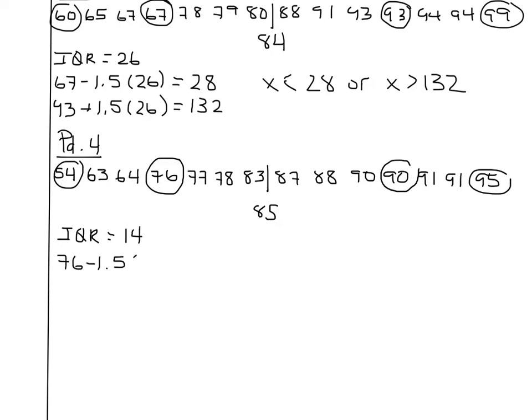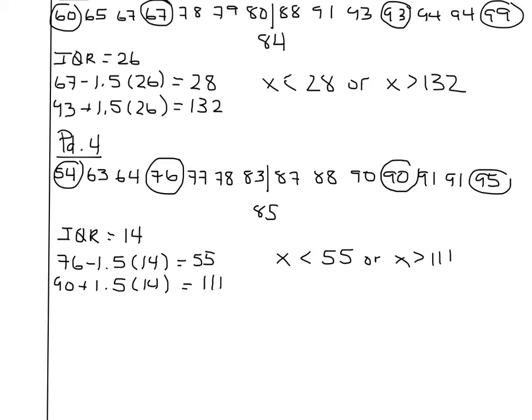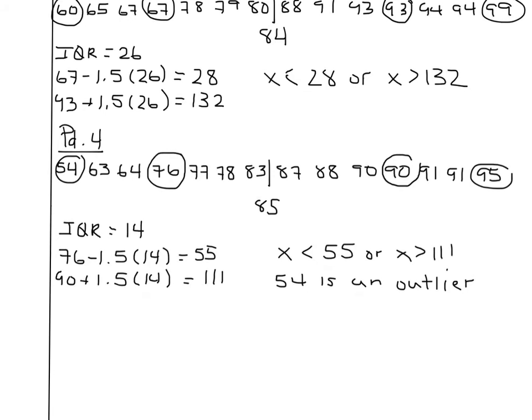So following our outlier formula, I've got Q1 minus 1.5 the IQR, and then I've got Q3 plus 1.5 the IQR. Any data point less than 55 or greater than 111 is considered an outlier. So looking at the data set, yes, we do have one outlier. 54 is an outlier. So we just want to make sure that when we make our box plots, we're going to put an asterisk right there.